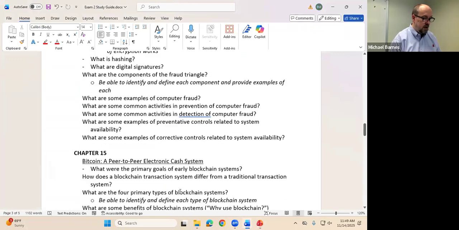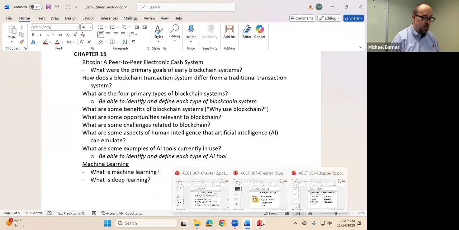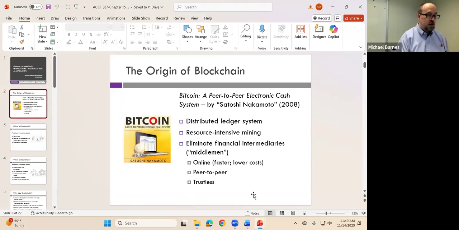Now, chapter 15. Seems like we just went over that. So what are the primary goals in blockchain systems? So this is the introductory slide, which gave the overview of blockchain systems. This framed the rest of our discussion, and I spent quite a bit of time talking about the contents of this slide. So if you took diligent notes, you should have all of this. If you didn't, go back and watch the video, make sure to discuss it.